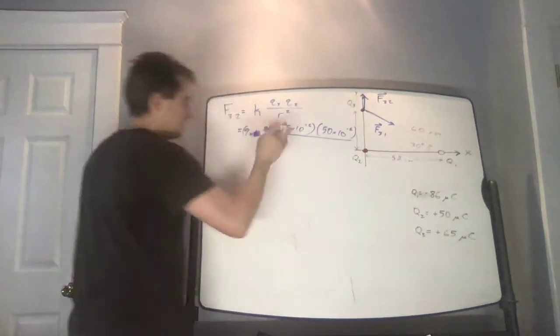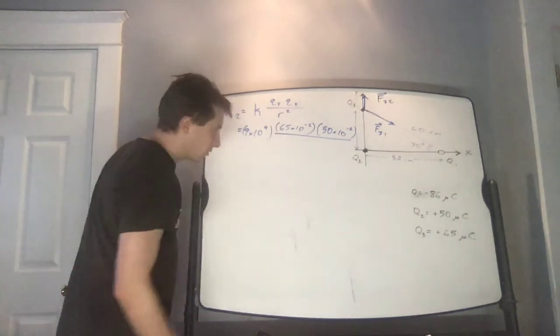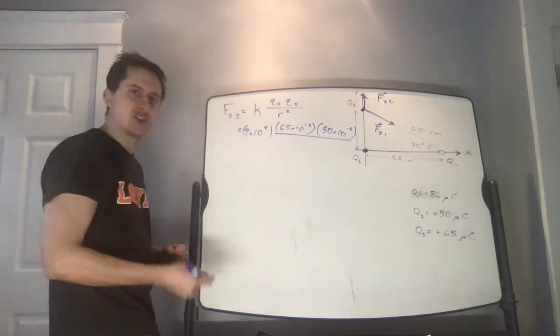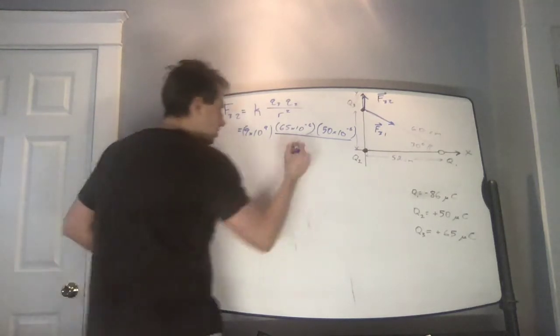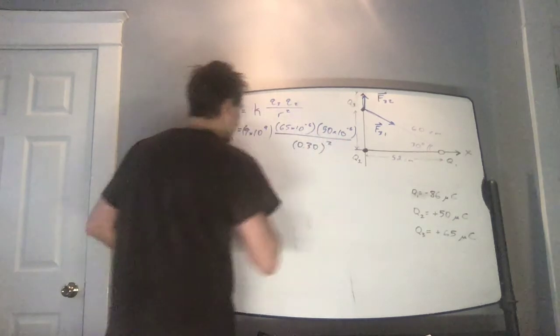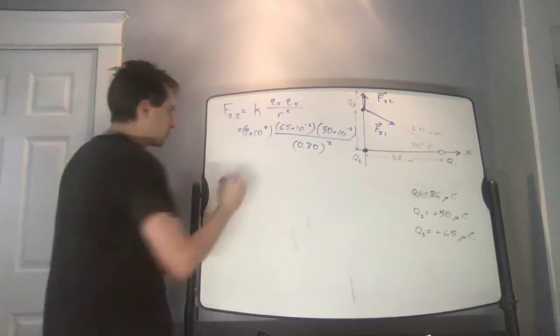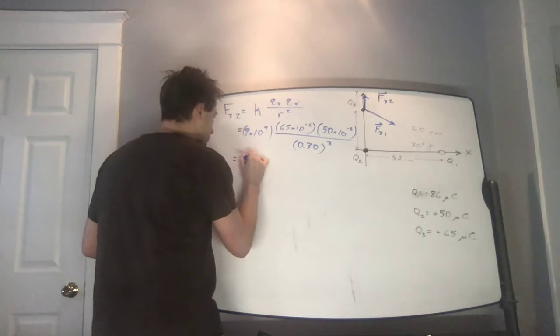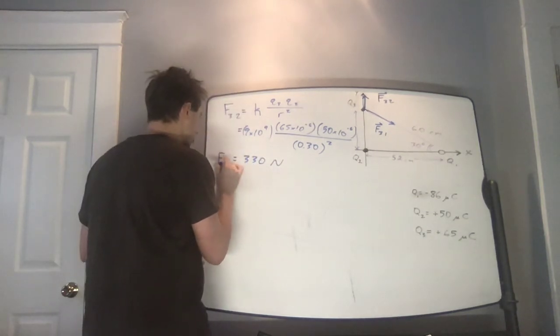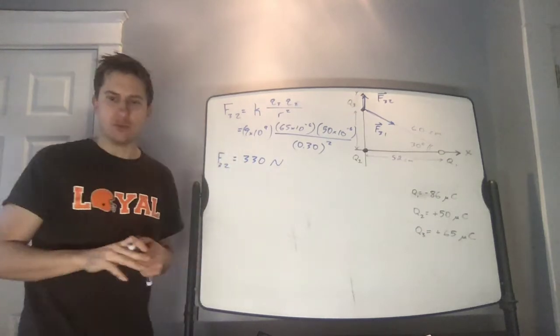Then divide by the distance between the two charges squared, which I just erased but was 30 centimeters. So 30 centimeters, we need to convert that to meters. So that would be 0.30 squared. Now I could put these numbers in the calculator. When I do that, I get 330 newtons. So this is the force on charge 3 from charge 2.